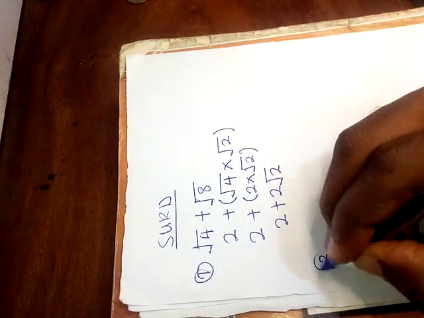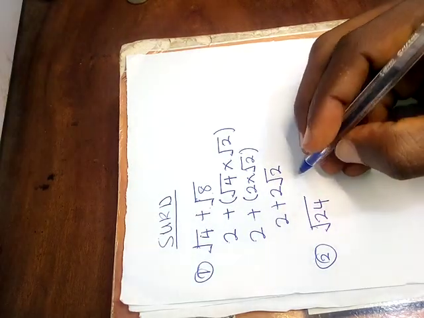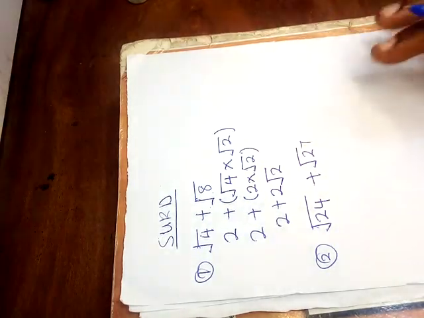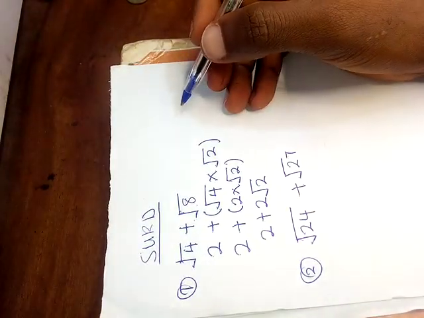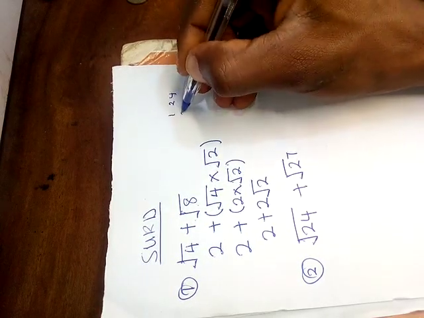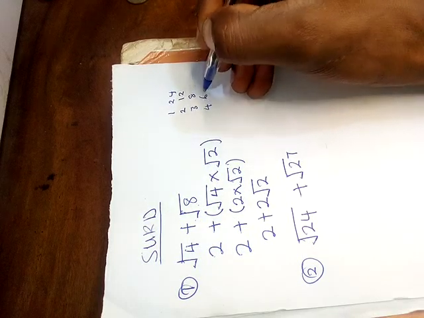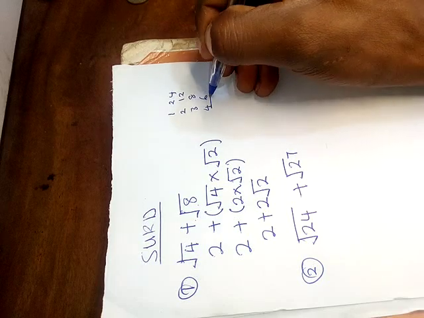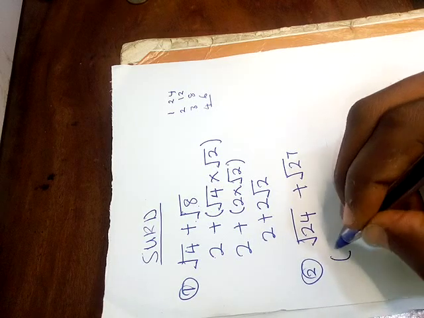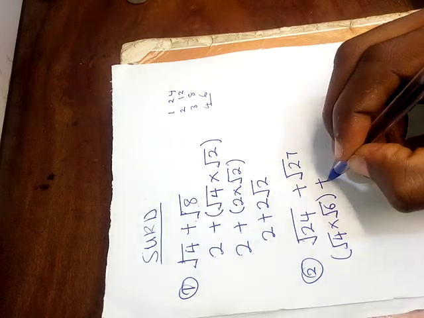Let's pick a second question. Now we have square root of 24 plus square root of 27. Now we need to simplify this. Let's find the factors of 24. So for factors of 24, we have 1 and 24, 2 and 12, 3 and 8, 4 and 6. And looking here, it is this pair which has the highest perfect square. So square root of 24 will be written as square root of 4 multiplying square root of 6.